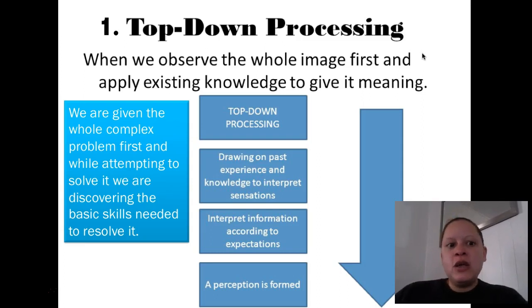What is top-down processing? Well, it's when we observe the whole image first and apply existing knowledge to give it meaning. So, in essence, we are given a whole complex problem first, and while attempting to solve it, we're discovering the basic skills needed to resolve it. So, we don't give step-by-step instructions, we don't work our way up to solving a big problem. We are given the big complex problem first and then figuring out how to solve it. It helps to draw on past experiences and knowledge to interpret what you need to do. And a perception is formed after that.